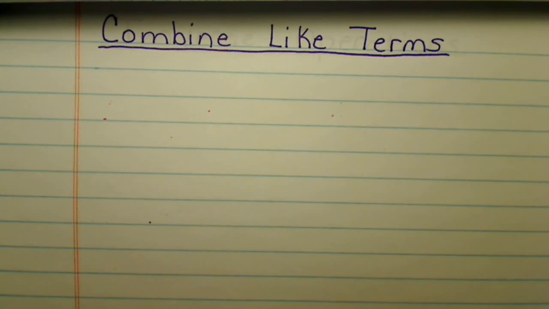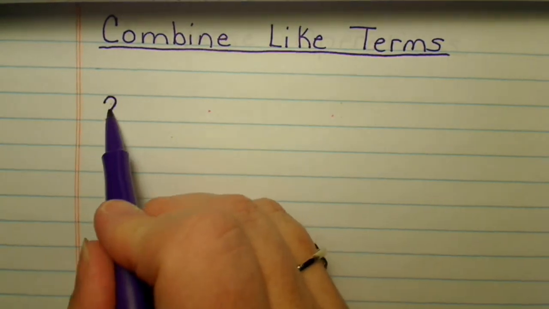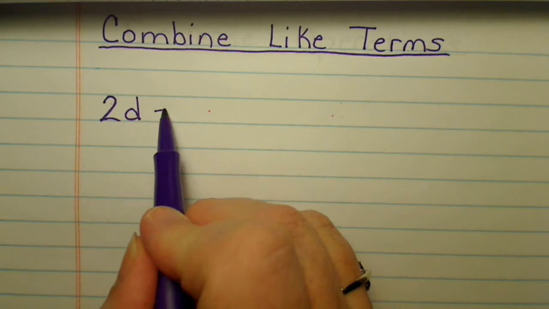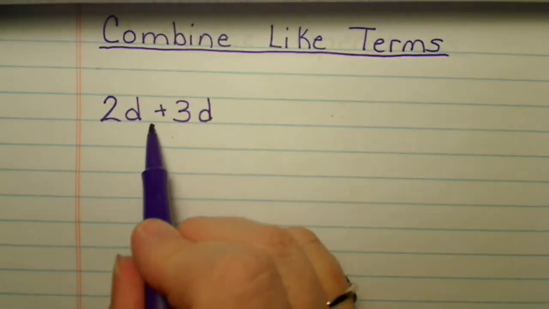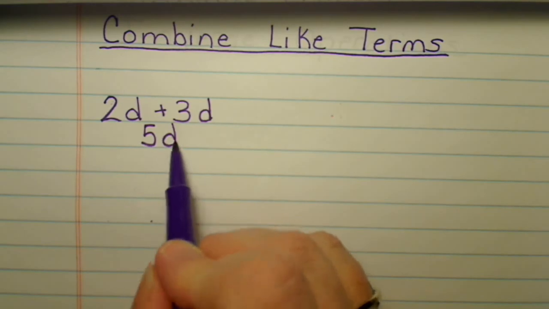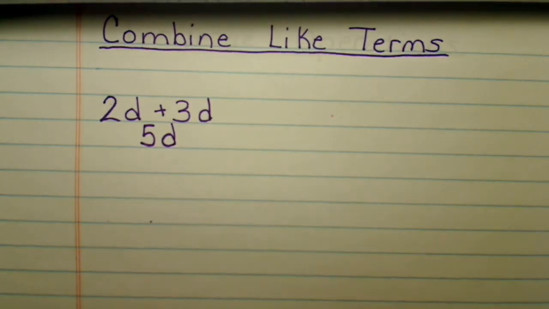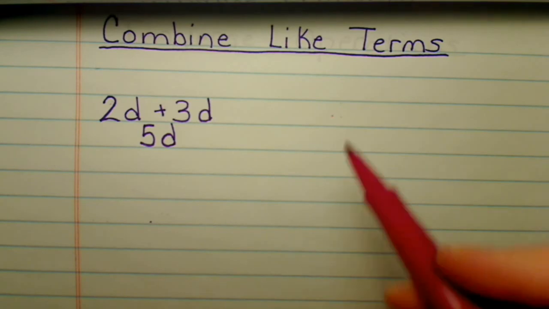Combining like terms is when you want to combine the same variable. So if you had 2D plus 3D, you would combine those and you would have 5D. 2 dogs plus 3 dogs equals 5 dogs. They're the same variable, the same letter, so you're going to combine those. All right, let's look at another one.